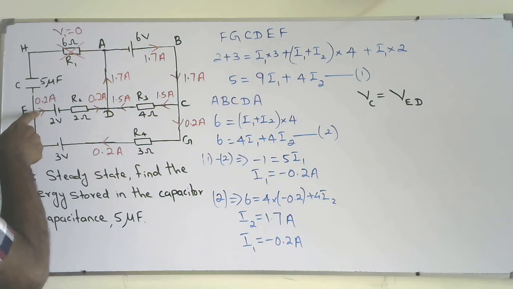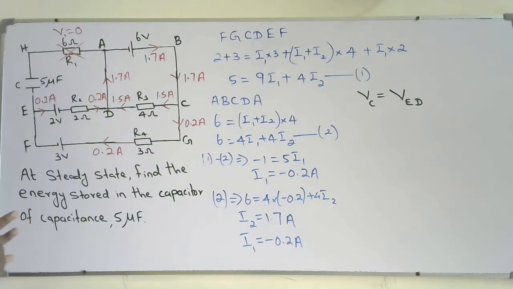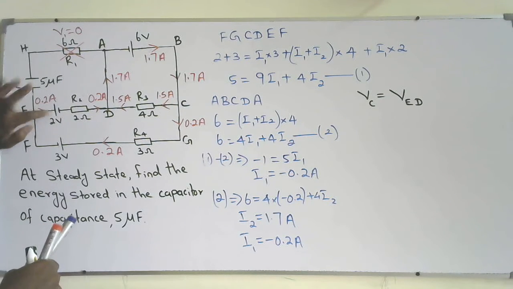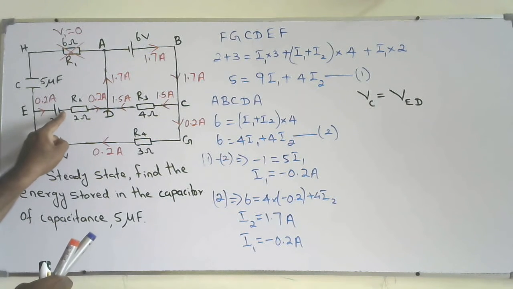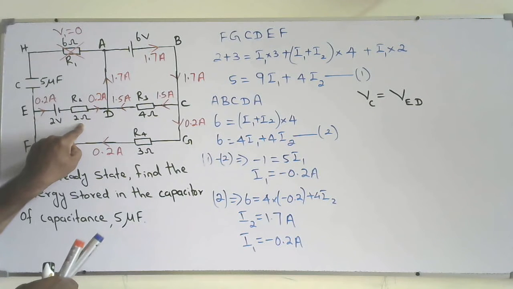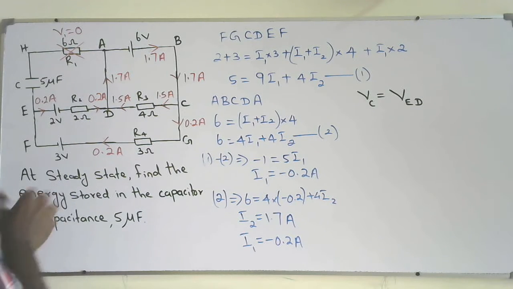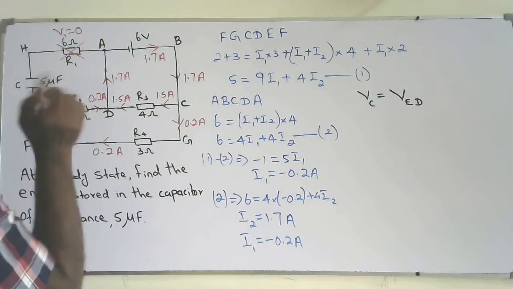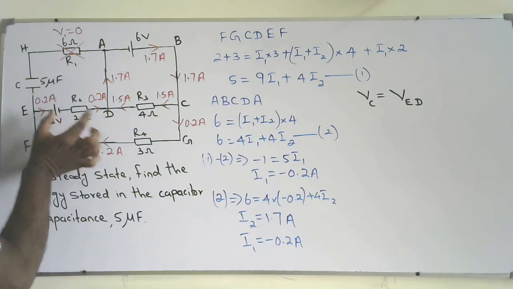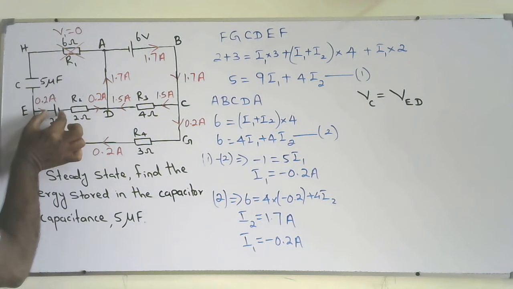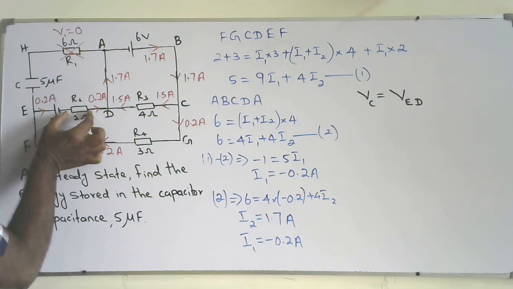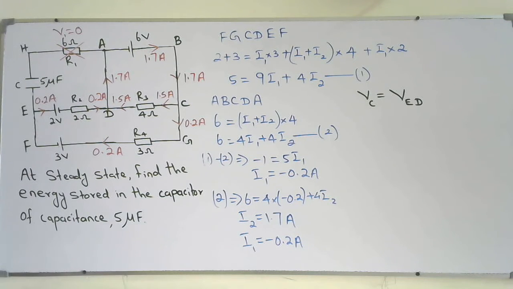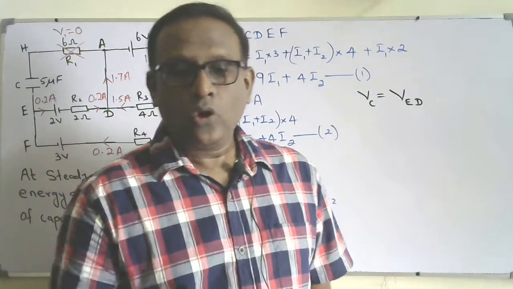The current is flowing into the cell through the positive terminal and coming out through the negative terminal, then flowing through the 2 ohm resistor. I need to find the voltage across E and D. That is, I need to find the total voltage, which includes the EMF of the cell and the voltage across the 2 ohm. How to find that?